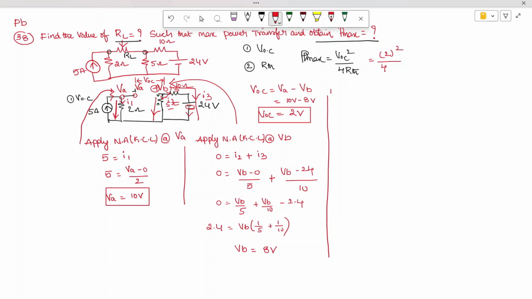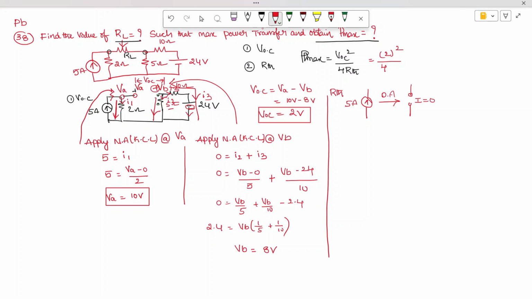Okay. How to find out RThevenin? If any, this is the current source of how much? 5 ampere. We need to deactivate this one. So this 5 ampere source has to be deactivated, means we need to perform it like an open circuit. Automatically current will become 0.